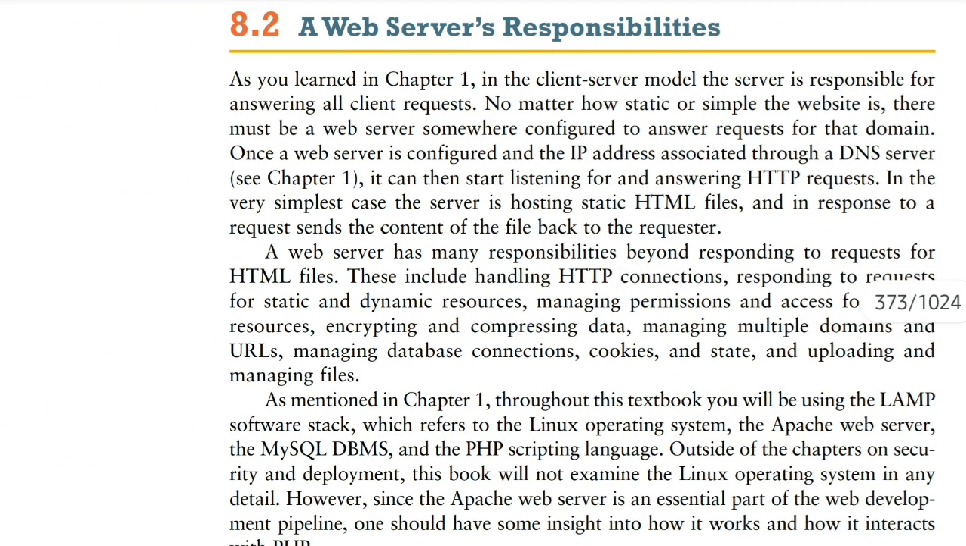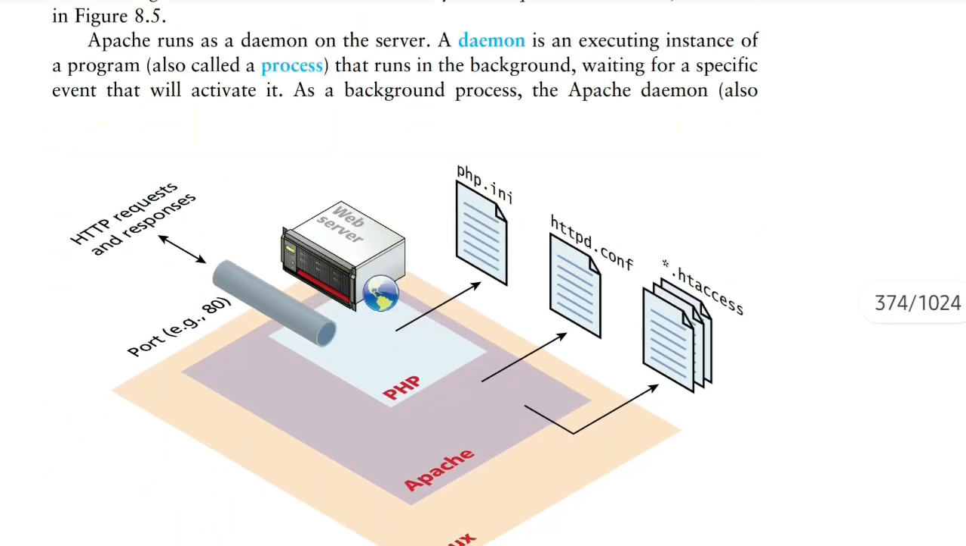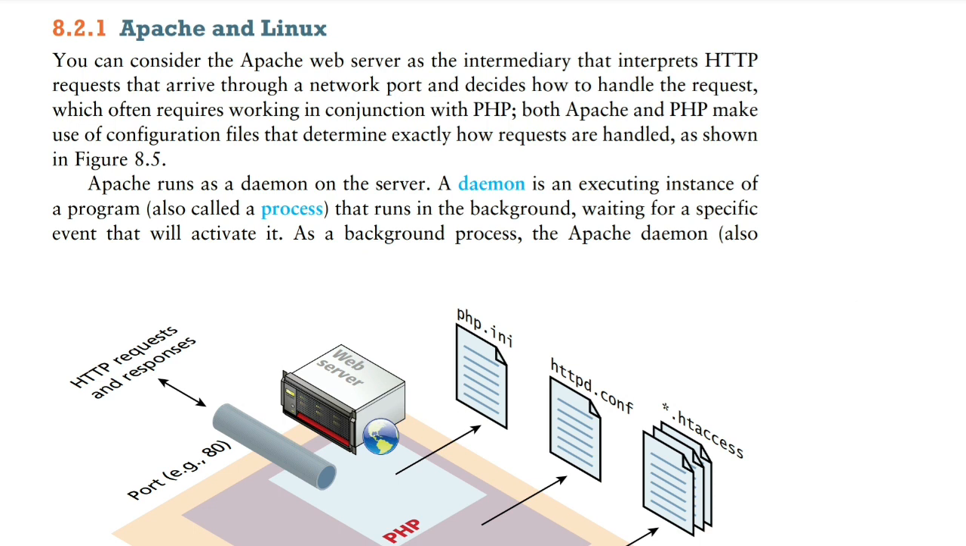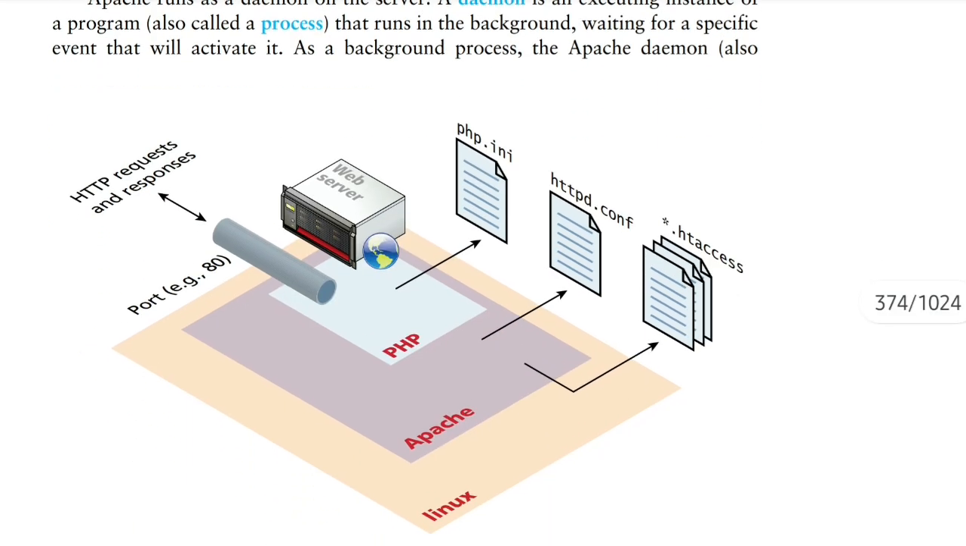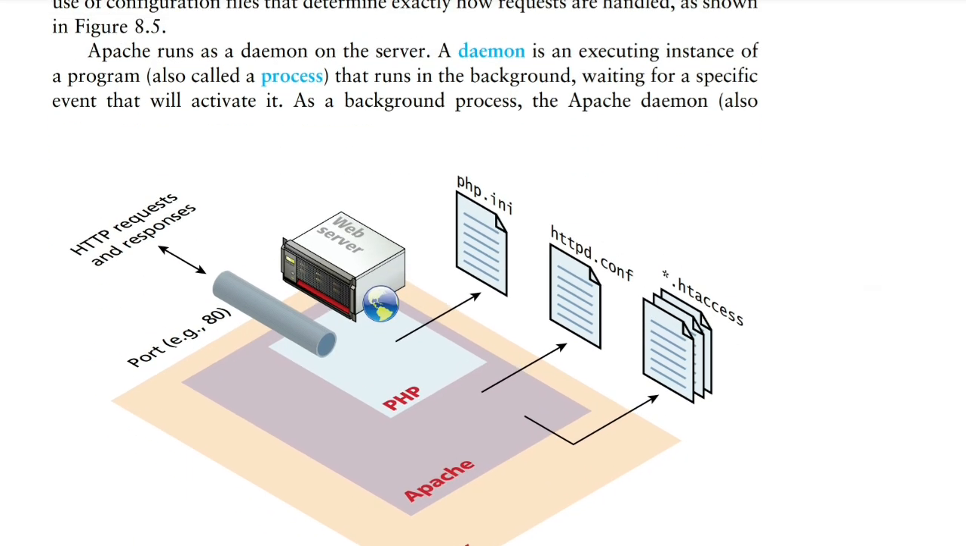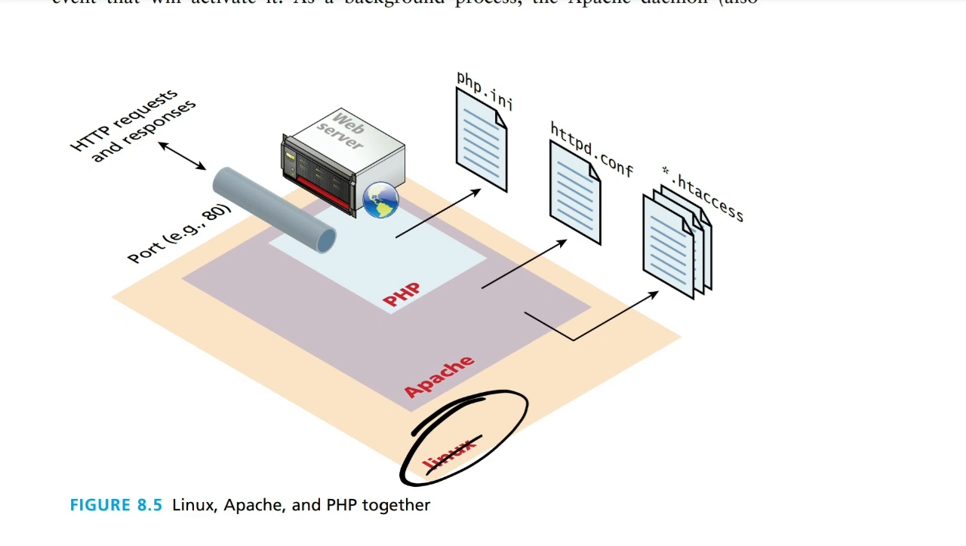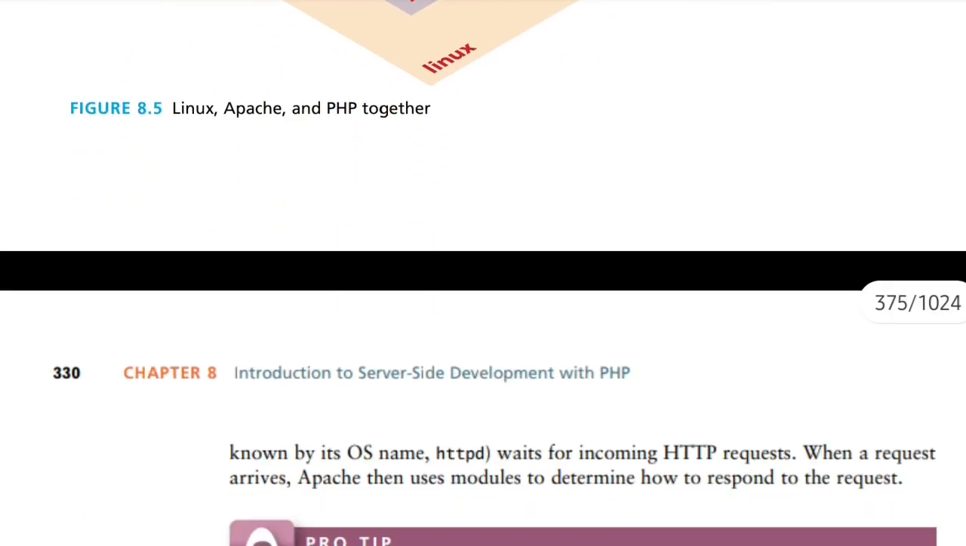And web servers' responsibilities: Apache and Linux. Apache and Linux are just different pieces which you will be using. It runs as a daemon on the server, and it's an executing instance of a program. What is a daemon? It's an executing instance of a program, which means a process. A daemon is nothing but a process that runs in the background. So Apache will activate that. Here, as you can see, PHP is there, Apache is there, and Linux is there. Linux is the operating system, and inside that Apache is there, which is the background application, and PHP runs on top of that. So this is the working of the three together: Linux, Apache, and PHP.